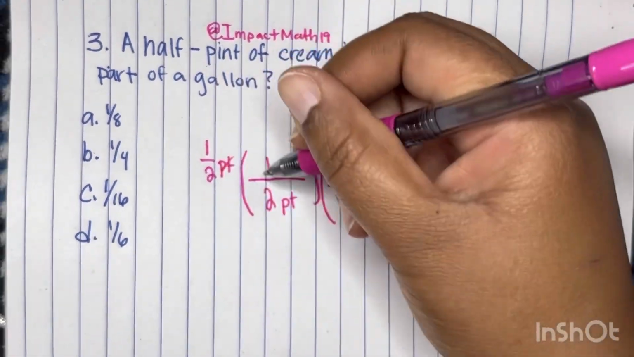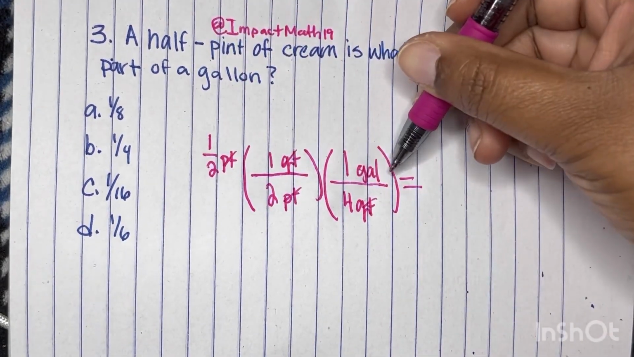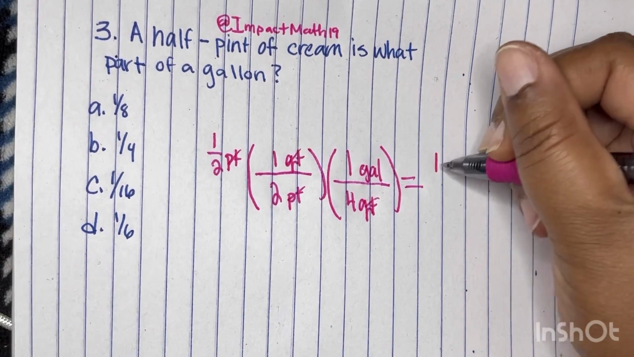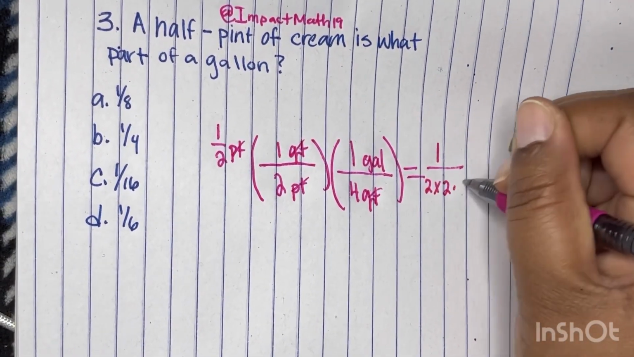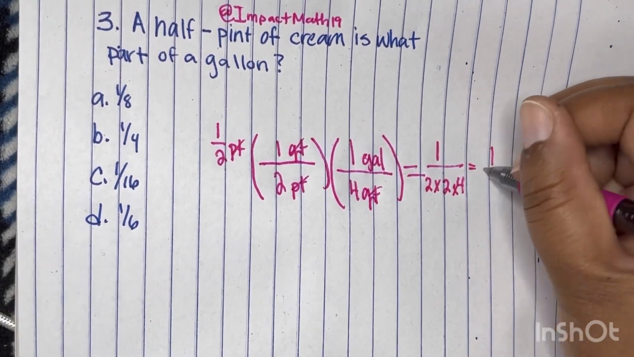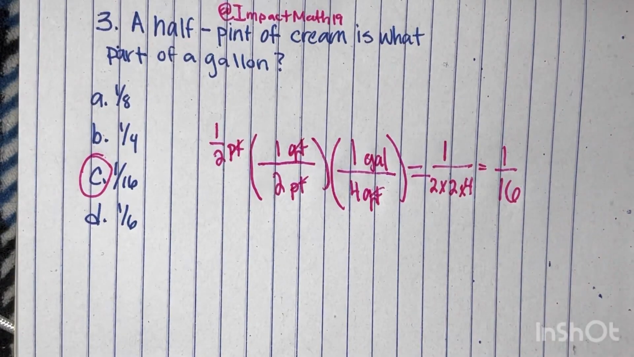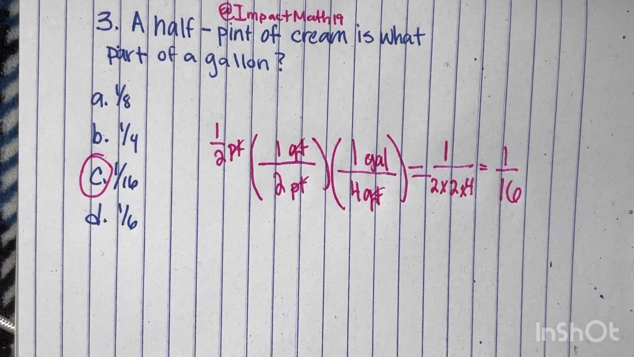So now that we know pints and pints cancel, quarts and quarts cancel, we can just multiply our numerator and our denominator. So 1 times 1 times 1 is 1. And we're going to do 2 times 2 times 4. And that's going to give us 1/16. So C is our answer. Alrighty, let's go to the next.